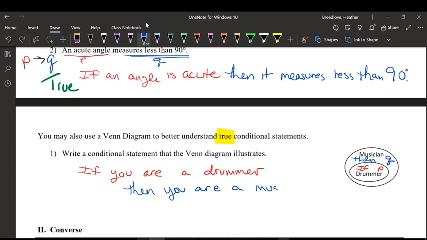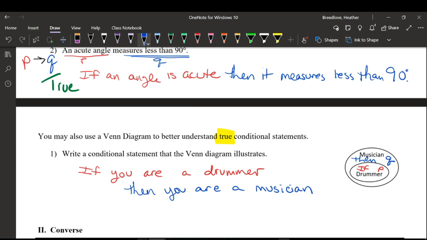Now you could write a statement either way, right? We could still write a conditional statement: if you are a musician, then you are a drummer. But it wouldn't be a true conditional statement. It would be false. So this says to write a true one, if you're given Venn diagrams, the inner circle is the hypothesis, the outer circle is the conclusion.